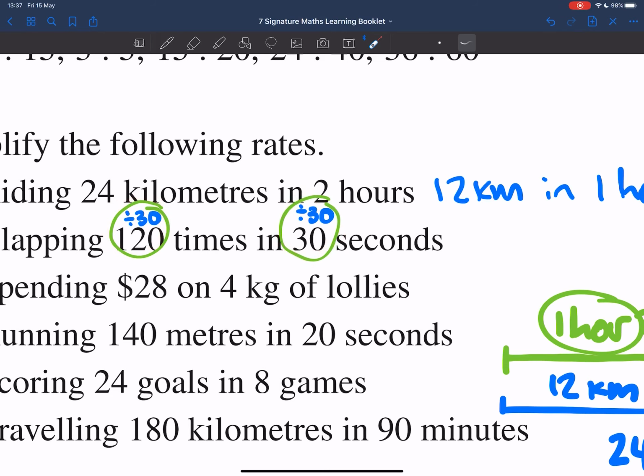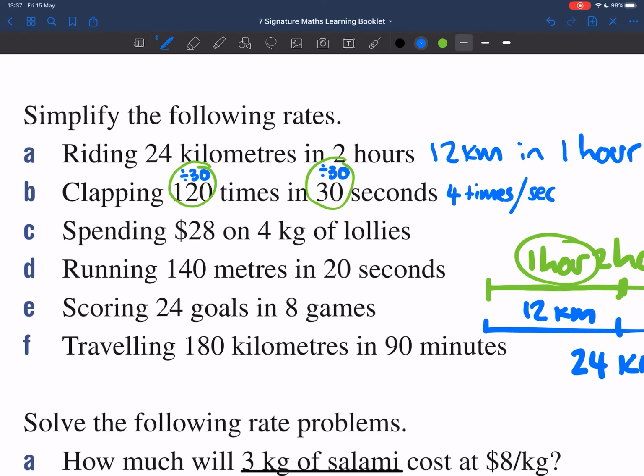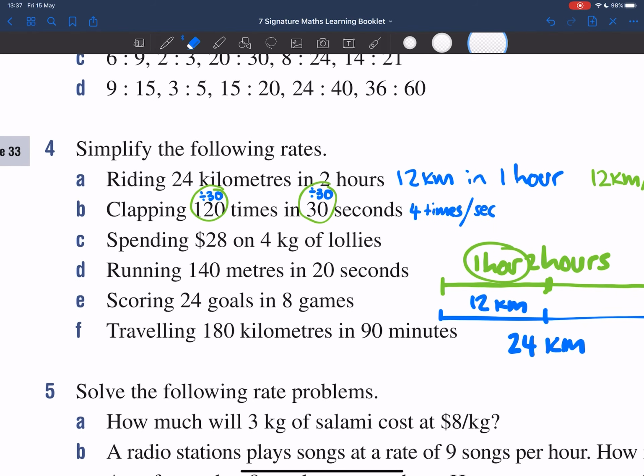So here we go. The answer will be 120 divided by 30. The way I'm going to do it is I'm just going to count up by 30s. 30, 60, 90, 120. How many 30s fit inside of 120? The answer will be 4. So I'll get 4 times per second. That's it. Next, I'll do one more and then I'll leave it with you to do the next.